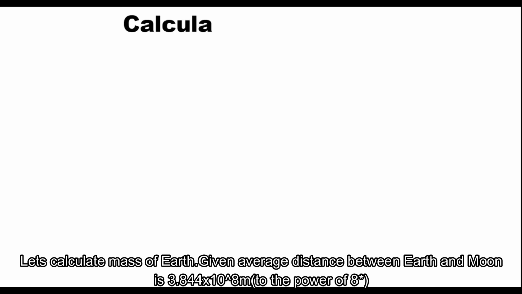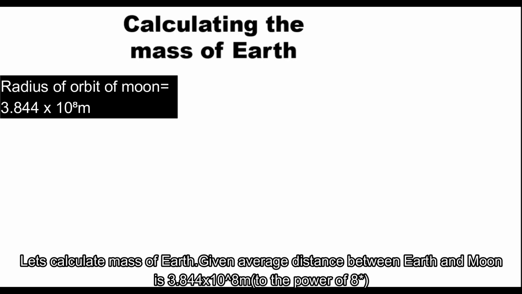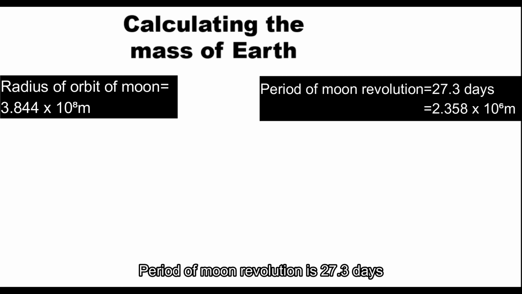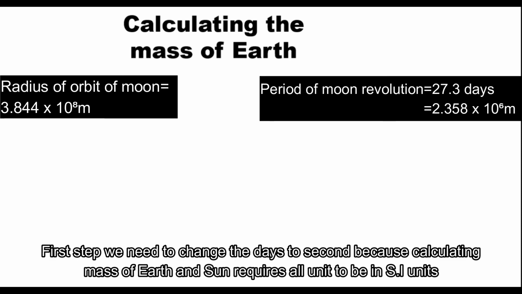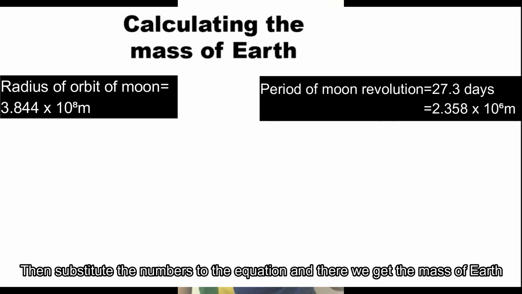Let's calculate the mass of Earth. Given the average distance between Earth and Moon is 3.844 times 10 to the power of 8 meters. The period of the Moon's revolution is 27.3 days. First step, we need to change the days to seconds because calculating the mass of Earth and Sun requires all units in SI units. Then substitute the numbers into the equation and there we get the mass of Earth.